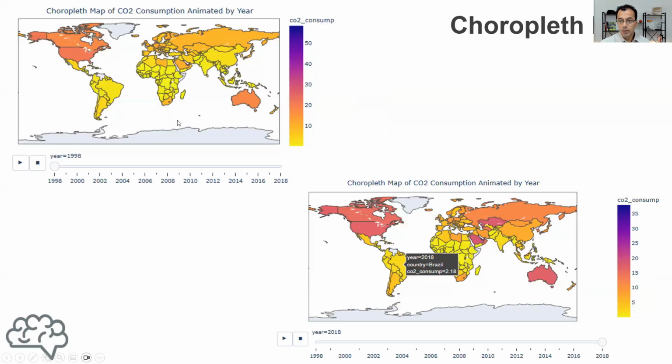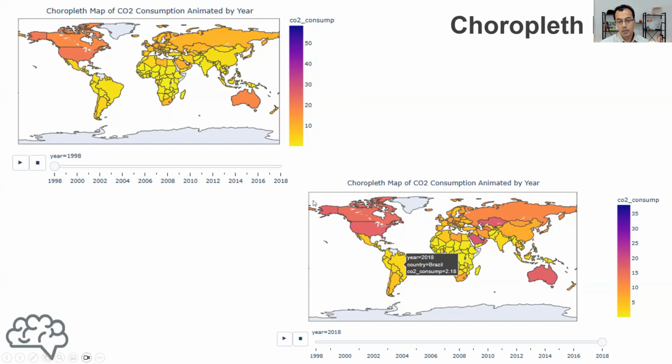Now we have the choropleth map. In this case, we can analyze this map over time. So as you can see, we have a slider here. We can move this slider from 1998 to 2018. And when we move that, we can see, for example, that the population here in Australia increased significantly. It became darker, right? And this happened with most countries.